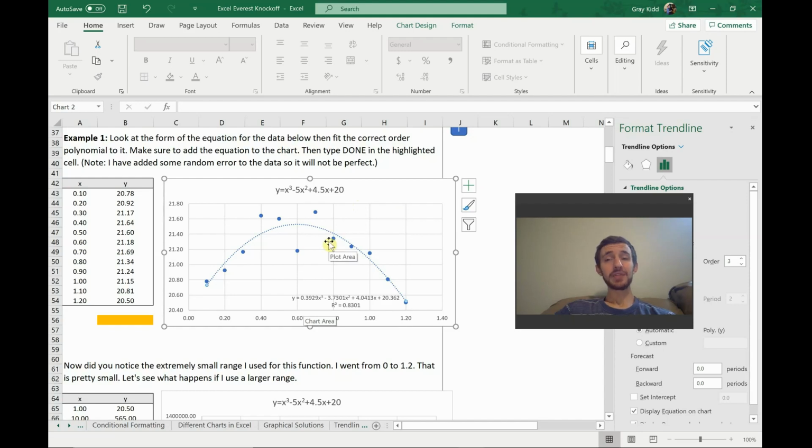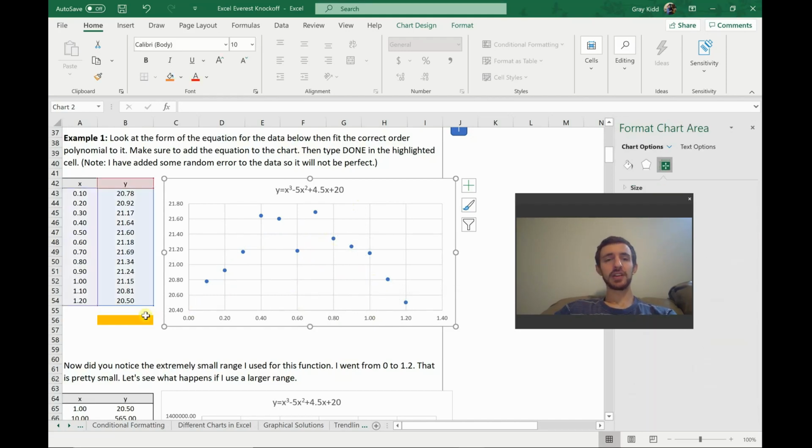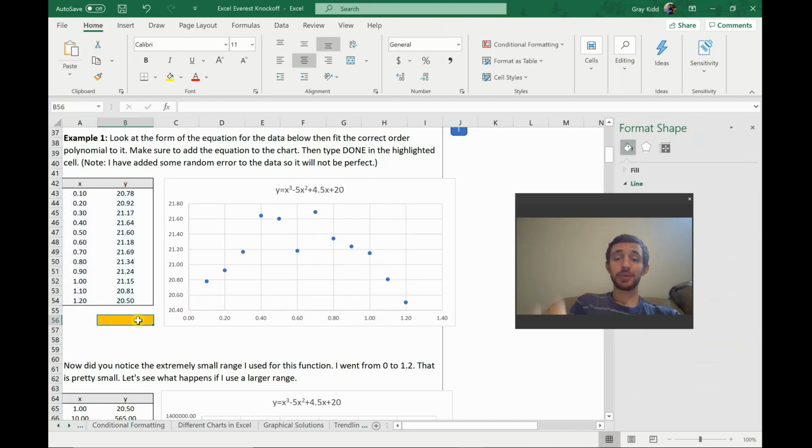And so even if you know exactly what form the equation is supposed to have, those constants might be a little bit off. And sometimes it's not going to look as nice as you might hope. Okay, so let's go ahead and delete that trend line, because you're going to come back through and do this. And I'm going to click done. I typed done with an exclamation point because I'm a doofus. Done. There we go.